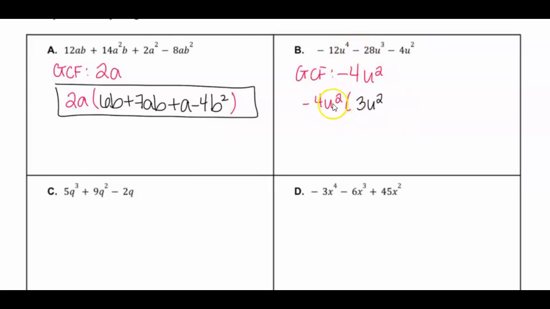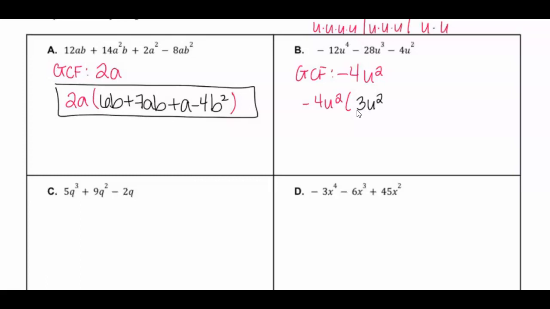So I need a u squared. U squared times u squared is u to the 4th power. So remember your exponent rules. When you're multiplying exponents with the same base, you add your exponents. Another way you can think of it is this u to the 4th power is u times u times u times u. This one's u times u times u to the 3rd power, and this one's u times u.